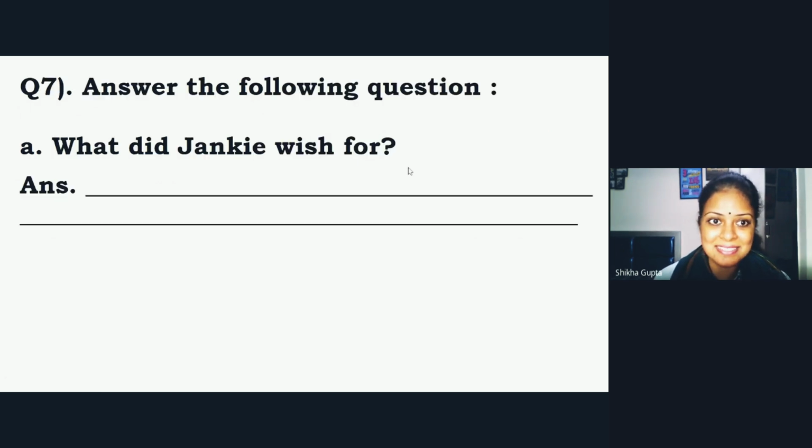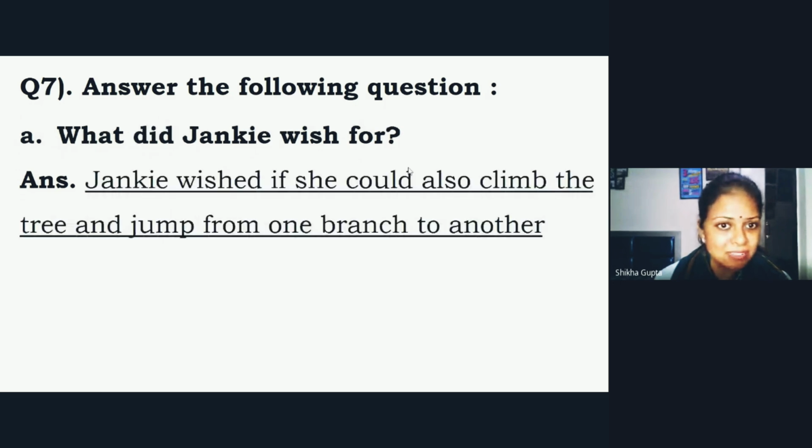Now, question answers. There are 4 question answers. Yes, I hope you have learned all the question answers. Let us revise. Yes, the question given in your revision sheet. What did Janki wish for? The answer is Janki wished if she could also climb the tree and jump from one branch to another. So, children, this was your revision sheet. You have got the revision sheet. Now you will do it also. Then you will match the answers.